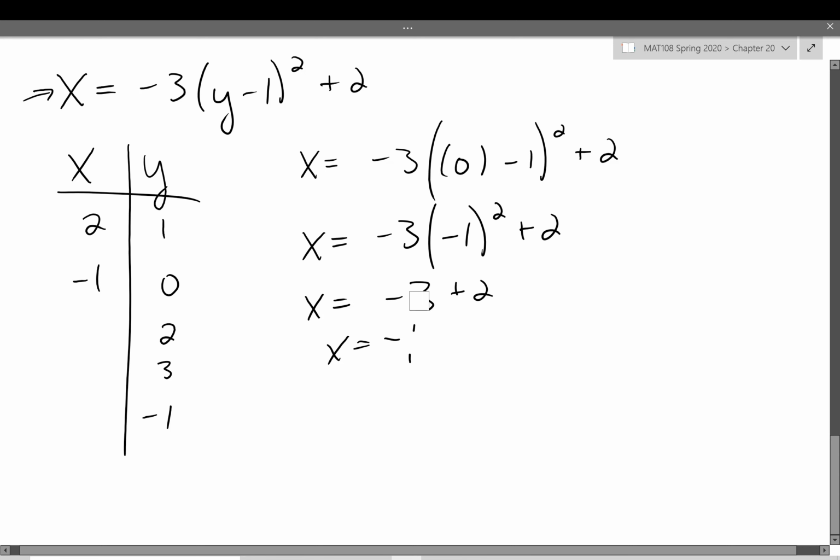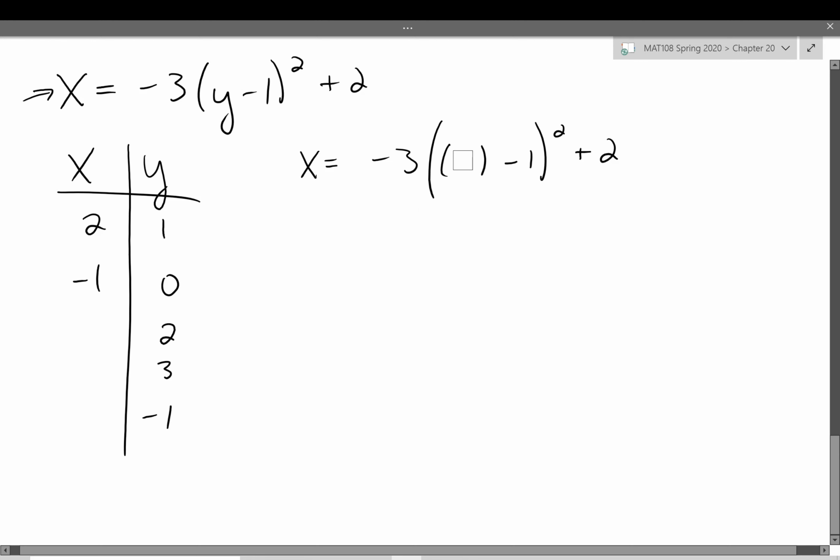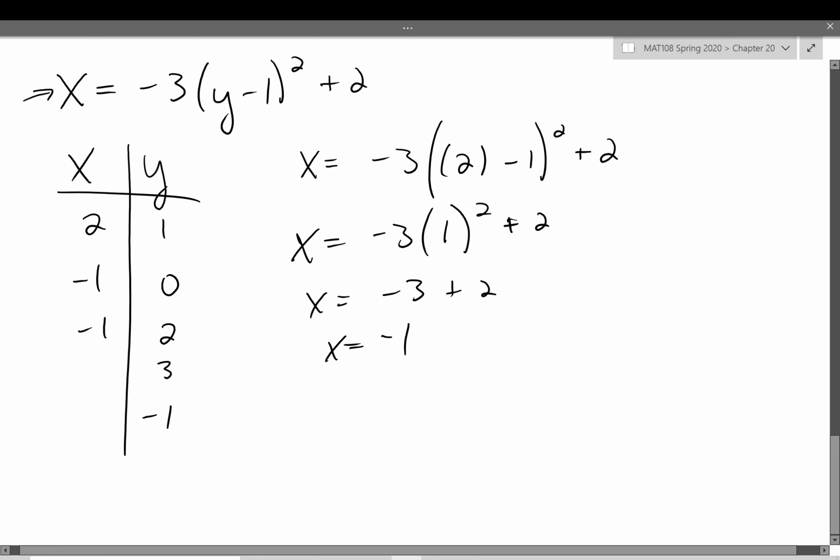I'm going to do one more here. Let's do 2. So x is going to equal -3 times (2 minus 1). Well, that's still 1, plus 2. Okay. 1 squared is 1. -3 times 1. x equals -3 plus 2, or x equals -1. Okay.